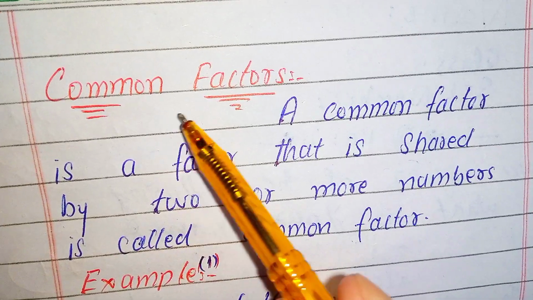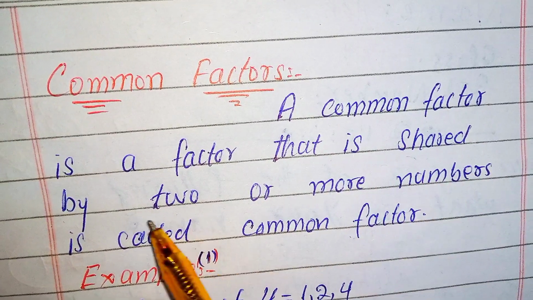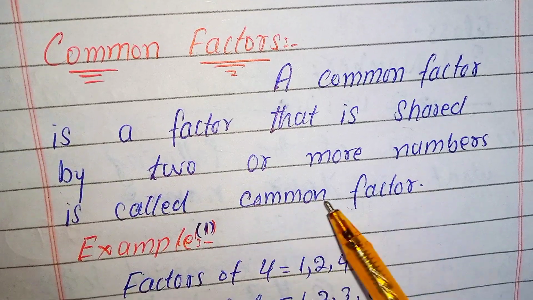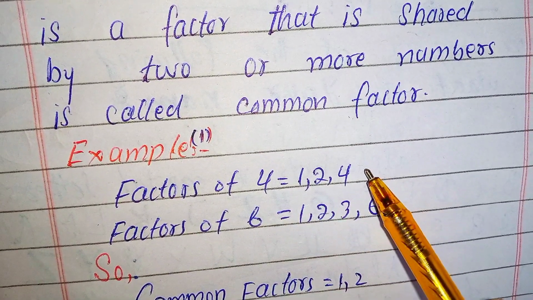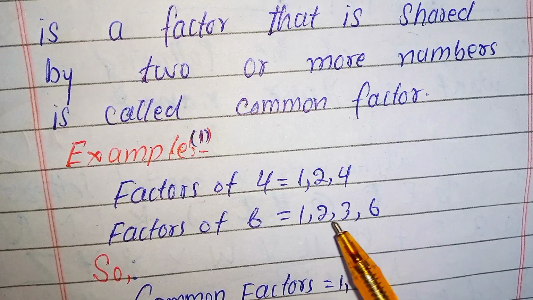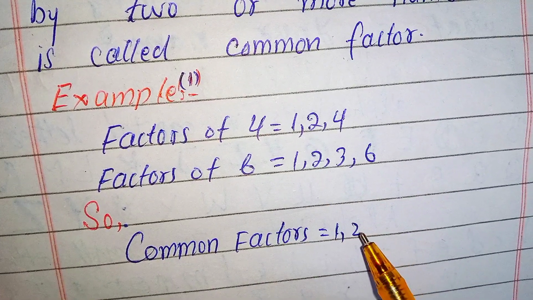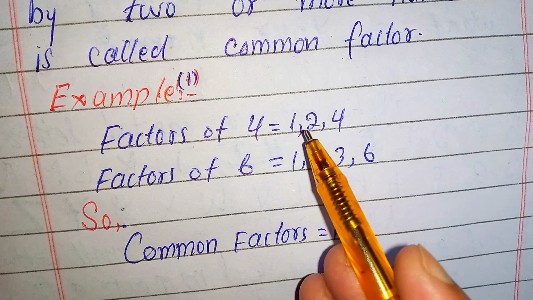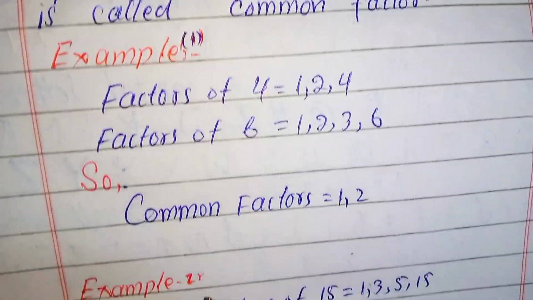Now we are discussing the common factors in mathematics. A common factor is a factor that is shared by two or more numbers. For example, the factors of 4 are 1, 2 and 4 and the factors of 6 are 1, 2, 3 and 6. But the common factors are 1 and 2 because 1 and 2 are the factors that are shared by both of the numbers 4 and 6, right?